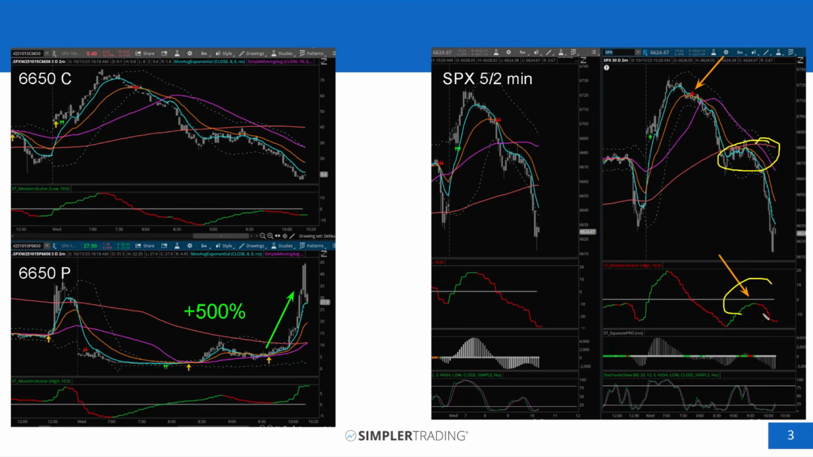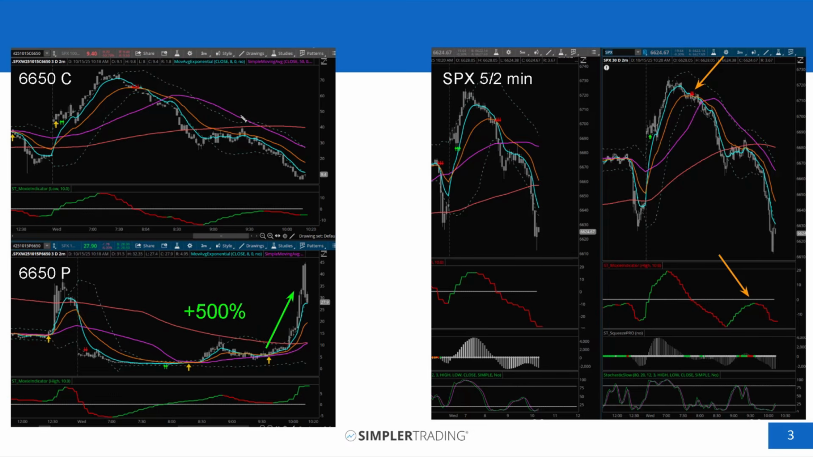You can see the Moxie indicator was staying below zero, and you could see the price really just could not get past the moving average on this time frame. But look how clear the setup was on the put option. That is really the thing that's telling you that yes, there was going to be a bigger move here on the SPX in that time.